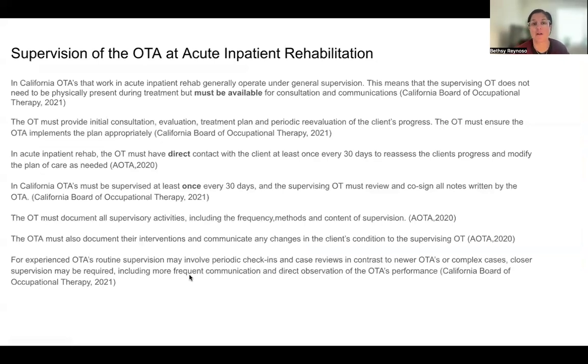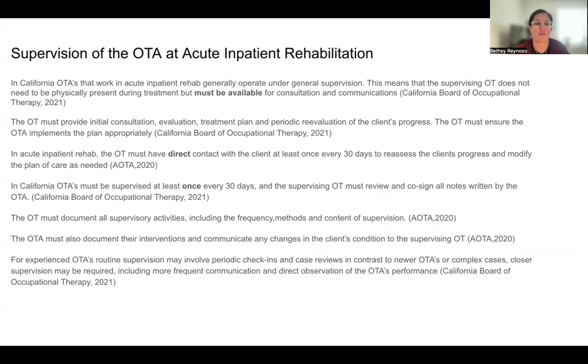Supervision of the OTA at acute inpatient rehab. In California, the OTAs that work in acute inpatient rehab generally operate under general supervision. This means that the supervising OT does not need to be present during treatment, but must be available for consultation and communications. The OT must provide initial consultation, evaluation, treatment plan, and periodic reevaluation of the client's progress. The OT must ensure the OTA implements the plan accordingly.